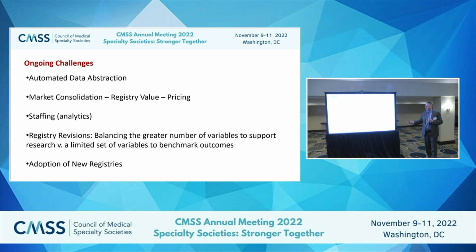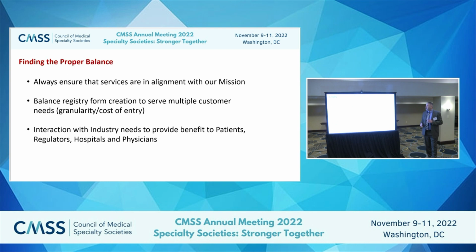And then just the registry revisions. It's just how do you balance what's needed for research and your work with the FDA and CMS versus the minimal data set that various practice settings can put into the registry. And so then it's a balance. How are you designing your registry to get the right data in so you can serve your various constituencies? That's all in there. Thank you, Jim.